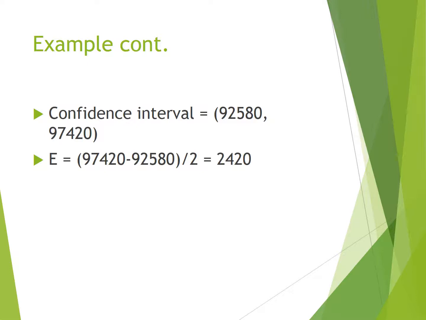Remember to find the margin of error, it's half the length of the confidence interval. So you take the upper limit, 97,420, minus the lower limit, 92,580, and then divide that by 2, and you get the margin of error is 2,420.